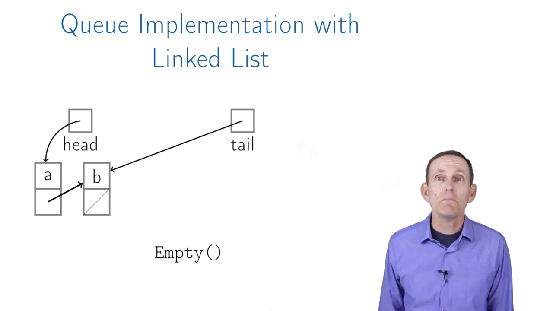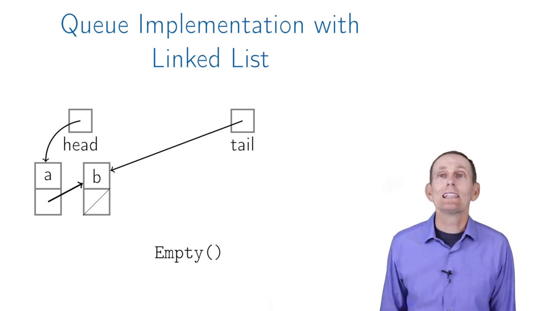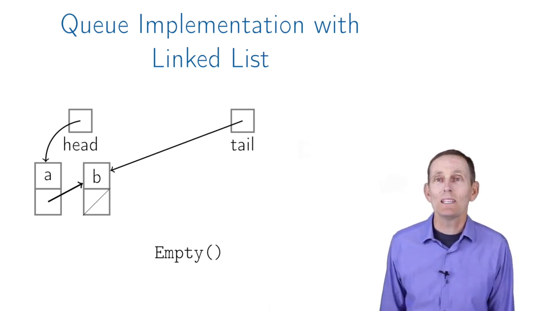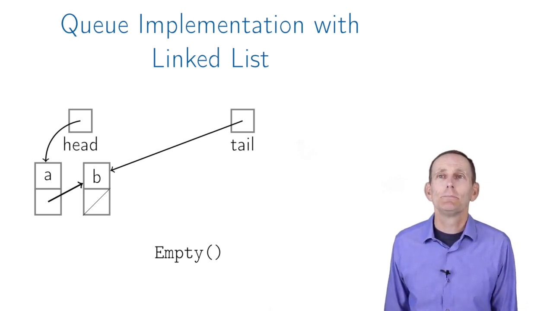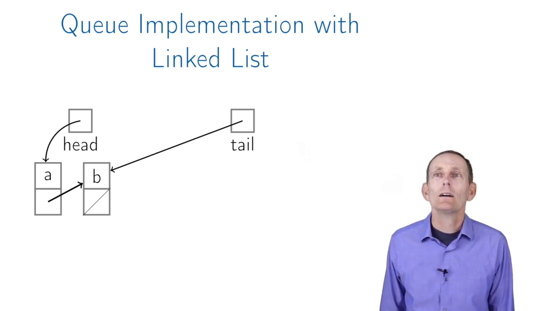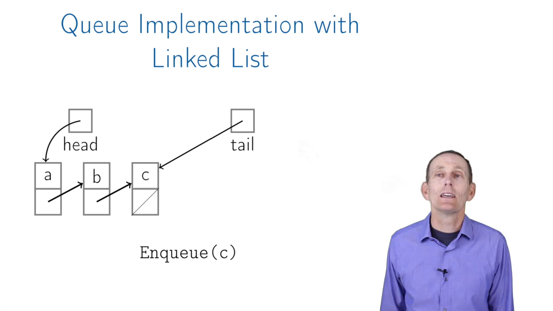Is it empty? No. How do we know it's not empty? Well, the simplest thing is we would just call to the underlying list implementation and say, hey list, are you empty? It would say no. And so empty for the queue is no. We know it's really happening just by checking whether the head is nil or not. If we enqueue C then, again it goes to the tail of the list.